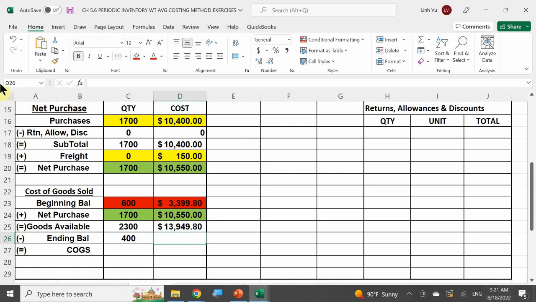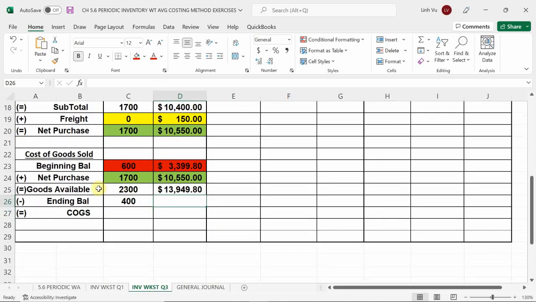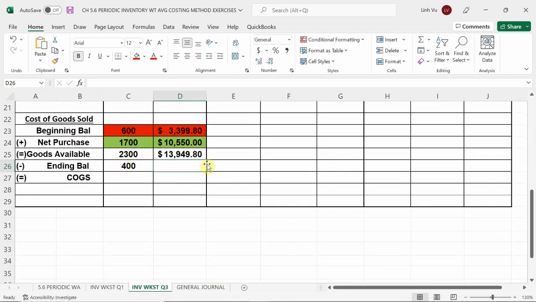So it's up to you if you want to solve for your average cost per item now. You may do so, but in this case, let's just finish off the rest of this. Now that you have 2,300 units available and you have 400 remaining, how much have you sold?